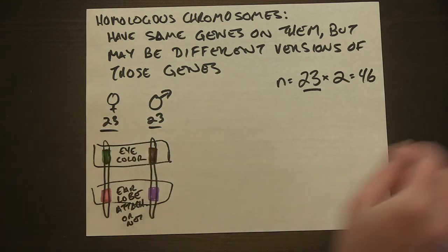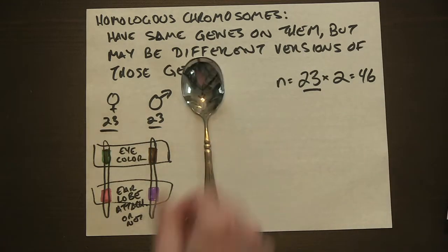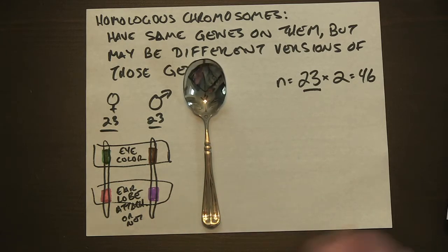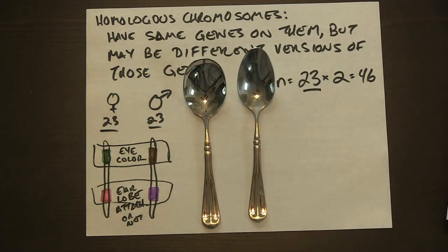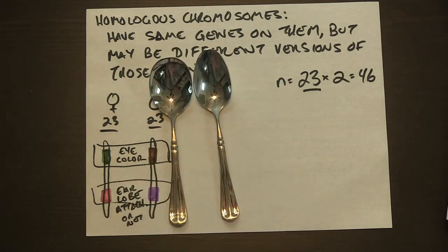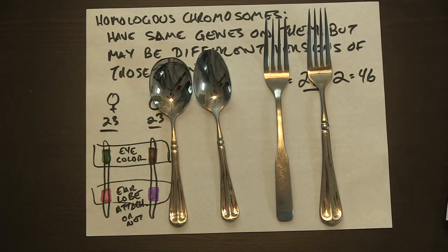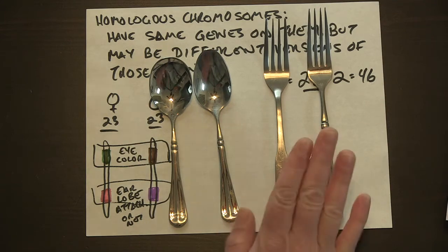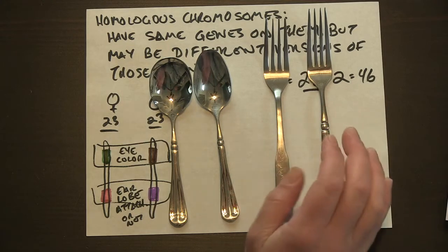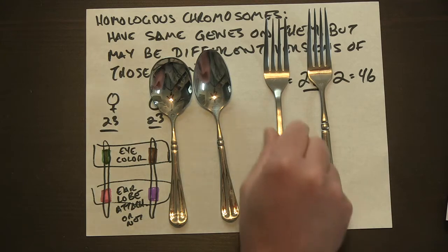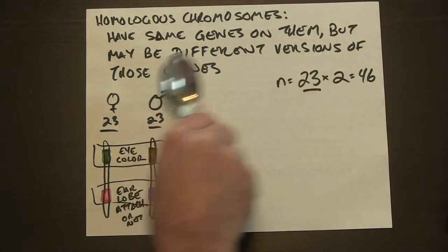One way that I've taught this is using the analogy of silverware. So this is a spoon, right? That's also a spoon, but it's a different type of spoon. Okay? So they do the same thing, but they're different versions of the same thing. Here's a fork. Here's another fork. They're homologous, right? So they both do the same job. They have the same function, but they're just different versions of that utensil. Okay? So I don't know if that helps or not.